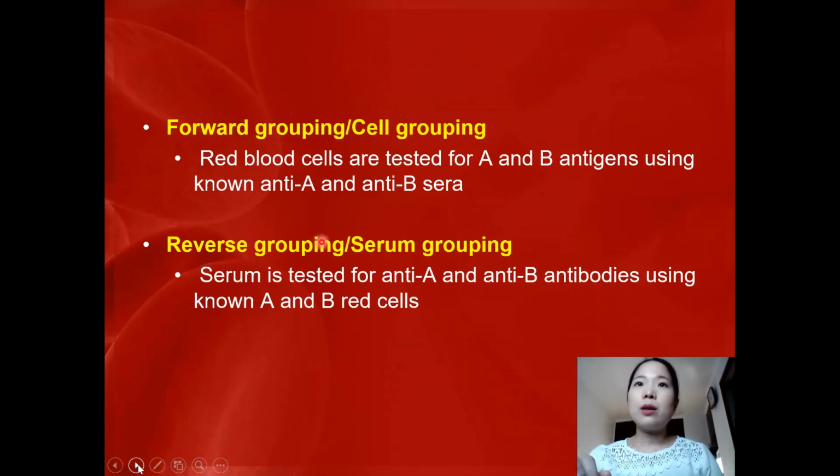There is actually the forward grouping and the reverse grouping. So in the forward testing or forward grouping, the red cells are tested for the A and the B antigens using known anti-A and anti-B serum. So these are actually testers. These are not the naturally occurring antibodies in the plasma. This is a known anti-A and anti-B serum. For the reverse grouping, or serum grouping, it is the serum that is tested for the anti-A and anti-B antibodies using a known A and a known B red blood cell.